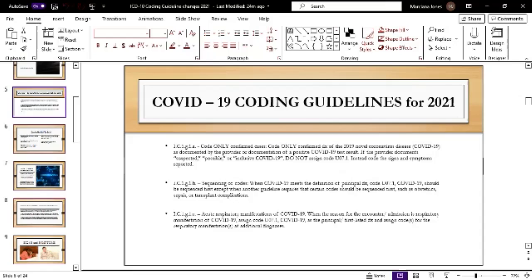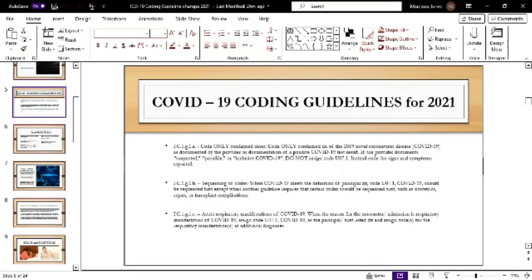So sequencing of codes. When COVID-19 meets the definition of principal diagnosis, use U07.1 COVID-19. And it should be sequenced first, except when another guideline requires that certain codes should be sequenced first, such as obstetrics, sepsis, or transplant complications.